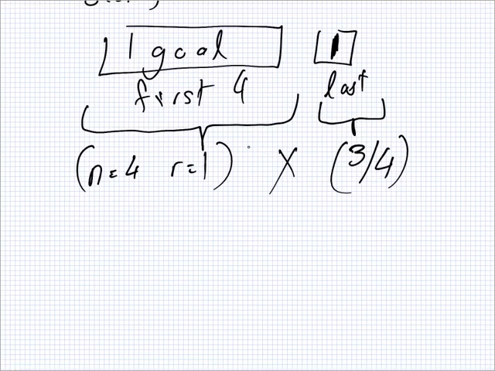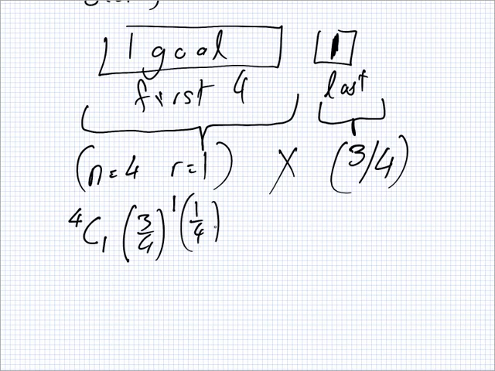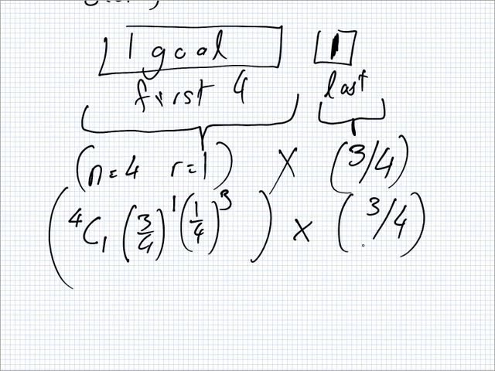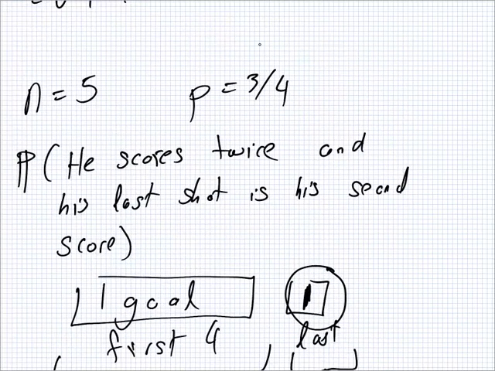Right, so if we look at the first 4, what would that be? 4C1, 3/4 power 1, and 1/4 power 3. And then this we multiply by the probability of a goal on the last one, which is 3/4. Yeah, because this is just 1 goal by itself, and we said in the question that the probability of scoring any single goal is 3/4.